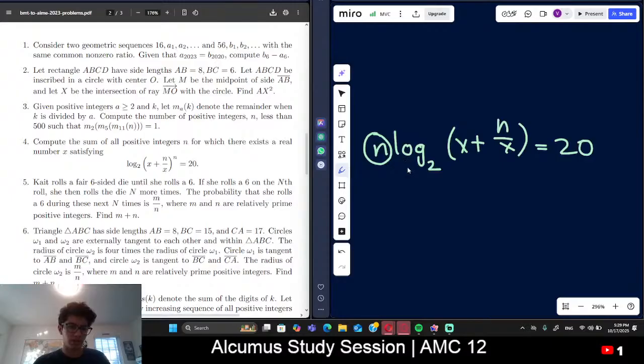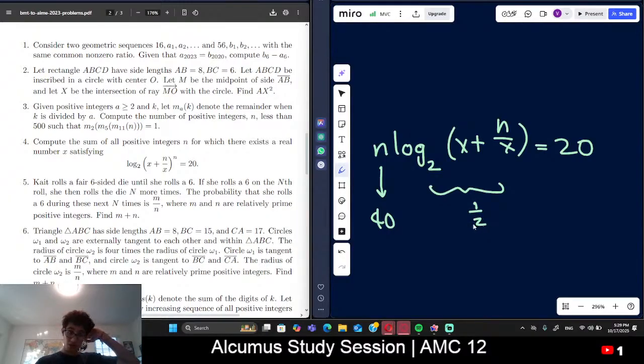oh, I see, wait. Must this also be an integer? So initially I was thinking, oh, well, obviously n's going to be an integer, then this will also be an integer. That doesn't have to be the case. So what if this is 40 and then this is 1/2? That'll also work. Let's see if that's possible though. Okay, well, let's keep that in mind for now, and we'll hold on to that.